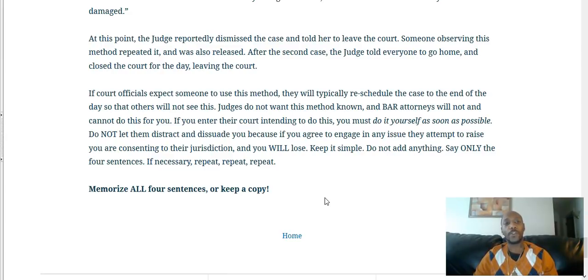If the court officials expect someone to use this method, they will typically reschedule the case to the end of the day so that the others will not see this. Of course, judges do not want this method known, and the bar attorneys will not and cannot do this for you.